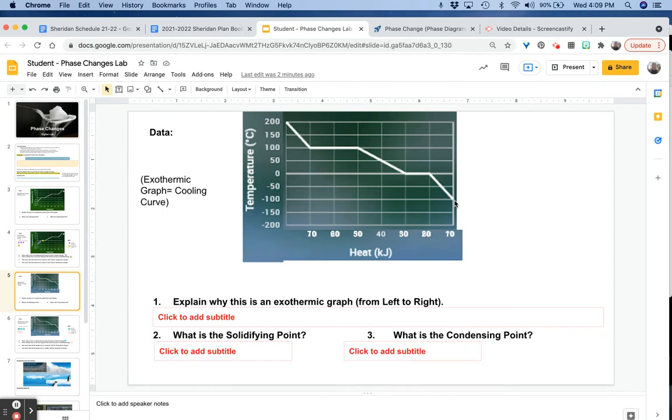The first question is explaining why this is an exothermic graph. It goes from left to right. Why is this a cooling curve? What is the solidifying point, or when did it freeze? When did it become a solid? And what is the condensing point? So you are answering the same questions as you did on slides 3 and 4, but this time you are looking at a cooling curve.